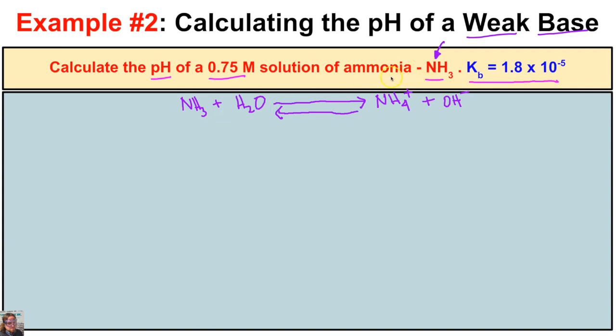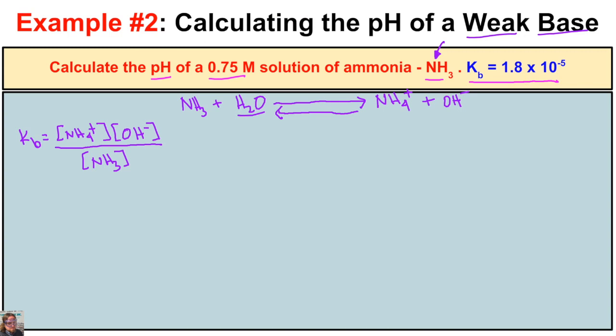And so what we can now do is write our Kb expression for this chemical reaction. Kb is going to equal the concentration of NH4 plus times the concentration of OH minus, all divided by the concentration of NH3. And we can always leave water out of our Kb expression. So here is our Kb expression for the chemical reaction that we see right here.